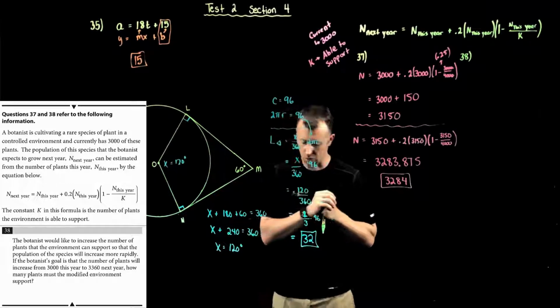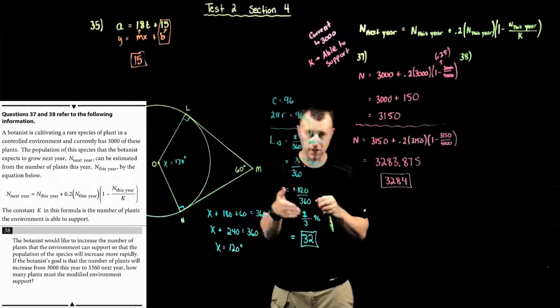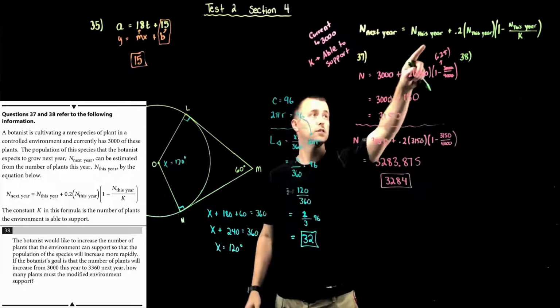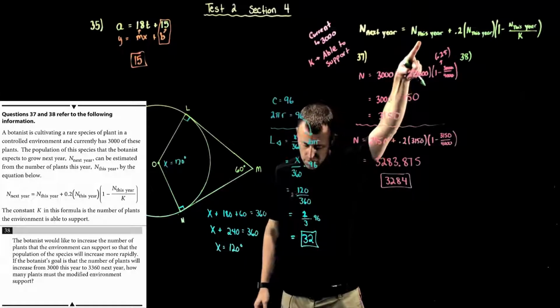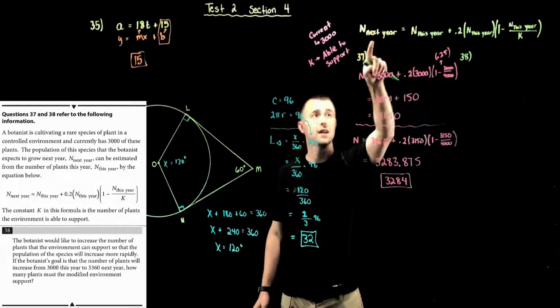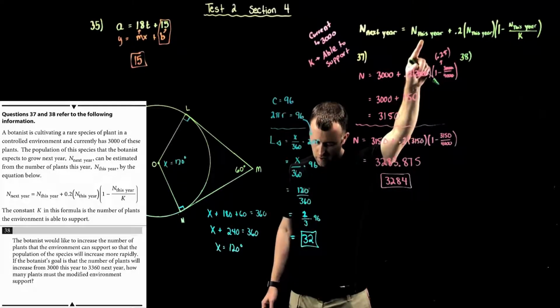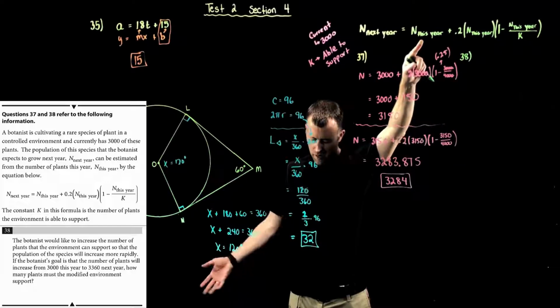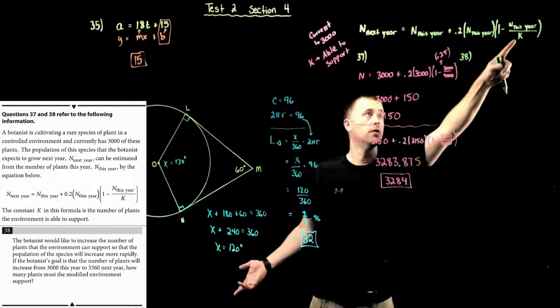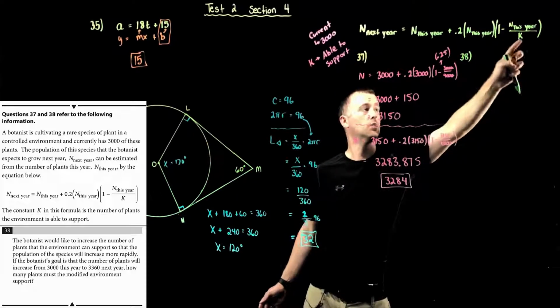So if the botanist's goal is that the number of plants will increase from 3,000 this year, so N of this year is going to be 3,000, and we want to get 3,360 next year. So they're giving us these two numbers. They want us to find out how many plants the environment must be able to support, so they want us to solve for K. So we're plugging in for these numbers here, and we're solving for K.